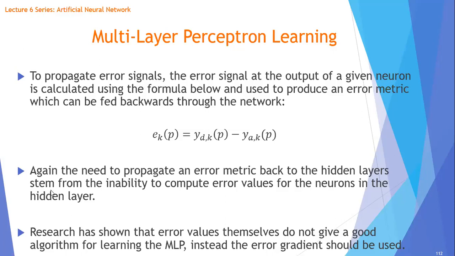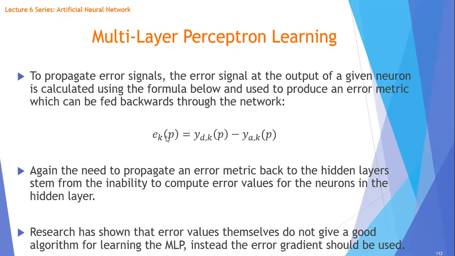Okay. Now we'll discuss this one. Why we now need to propagate an error metric back to the hidden layers, because we don't have an error metric for the hidden layers. If we did have an error metric for the hidden layers, then we would not have to do that backpropagation step. So we understand as we go along, what does backpropagation mean? What are we trying to achieve by doing backpropagation? And we're talking about an error metric.